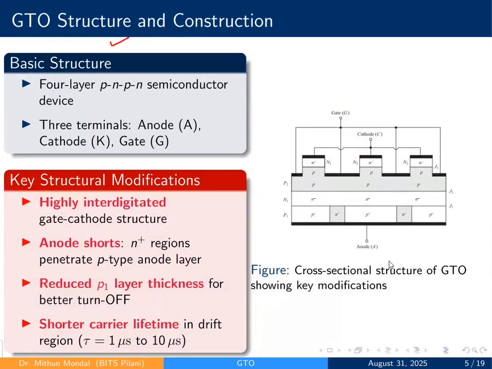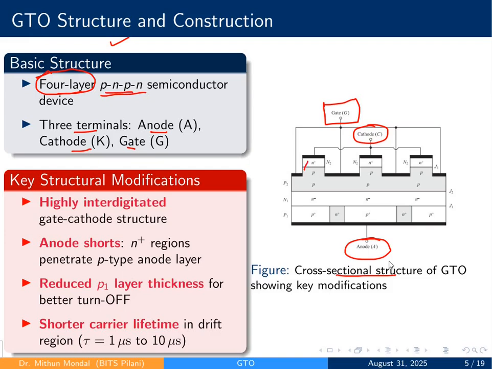The GTO structure and construction. In the GTO, we have basically 4 layers of semiconductor in the form of a PNPN semiconductor device. The 3 terminals that we have are basically the anode, the cathode and the gate. So here we can see the cross-sectional structure of GTO. So we have the anode and then the cathode, and the gate is used to turn on or turn off the thyristor depending upon its signal. So basically it forms 4 different layers in the form of PNPN.